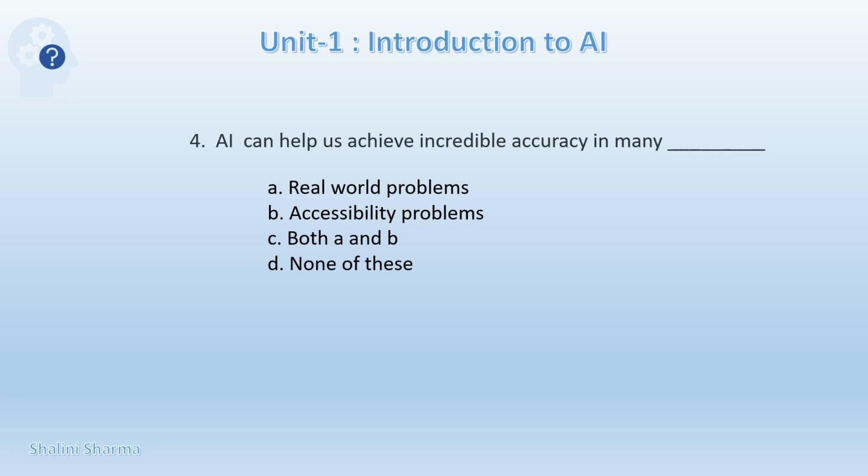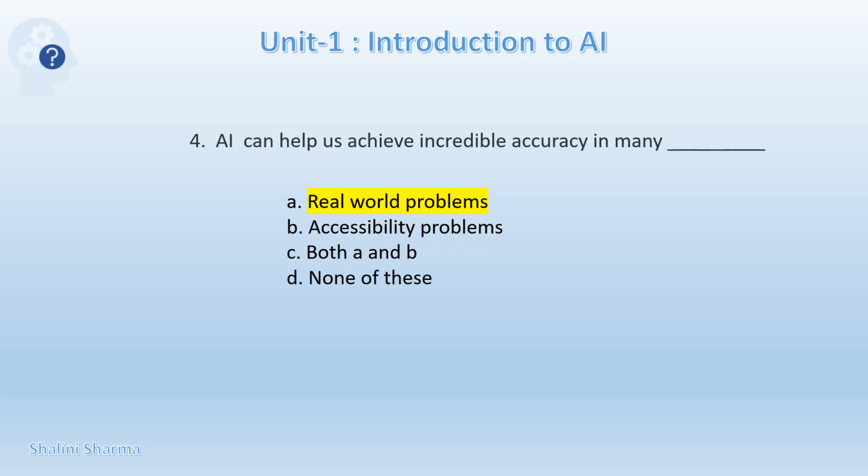Question 4 is, AI can help us achieve incredible accuracy in many dash. Option A, real world problems. B, accessibility problems. C, both of the above, A and B. D, none of these. So students, what do you think the correct option is going to be? The correct option for the above question is real world problems. Artificial intelligence can help us achieve incredible accuracy in many real world problems.